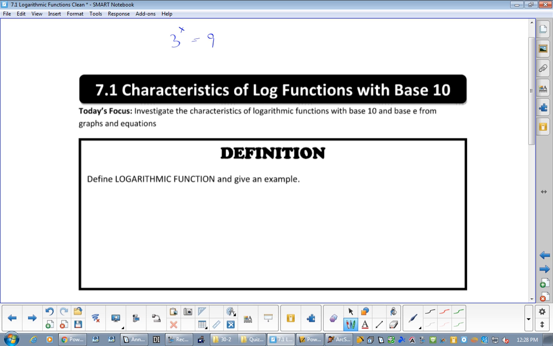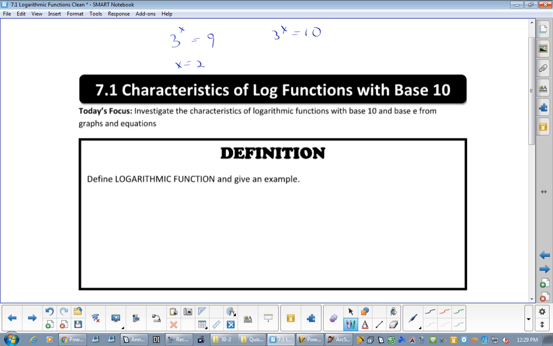3 to the x equals 9. What's x? Okay, x equals 2, right? How about 3 to the x equals 10? How would we solve that one?